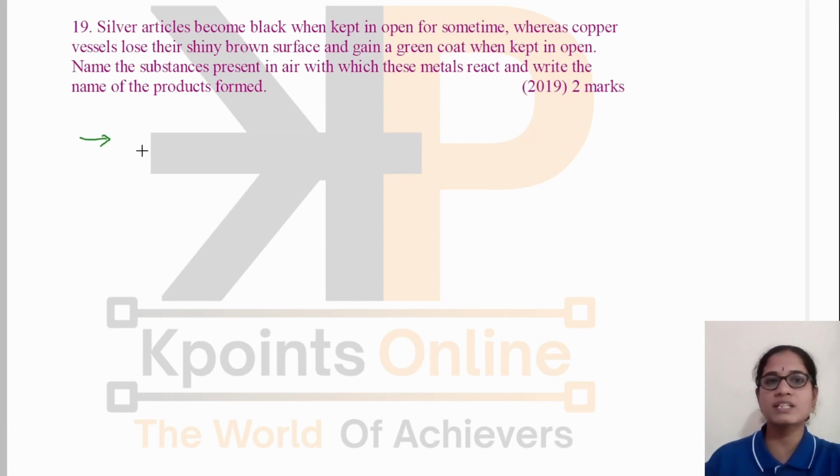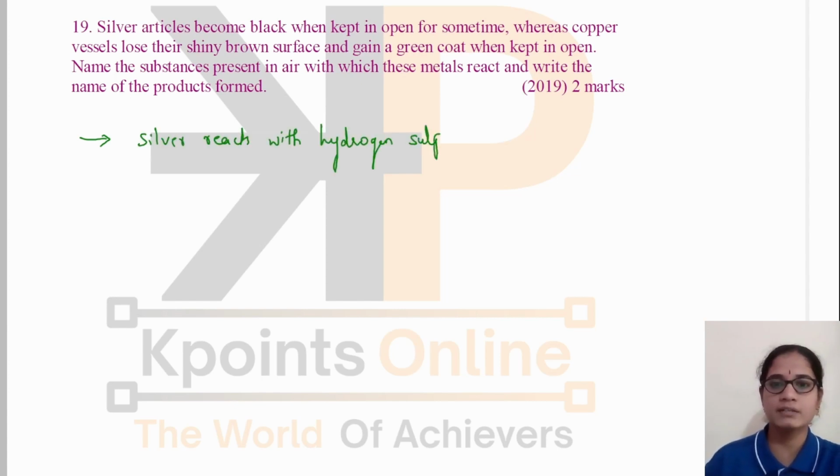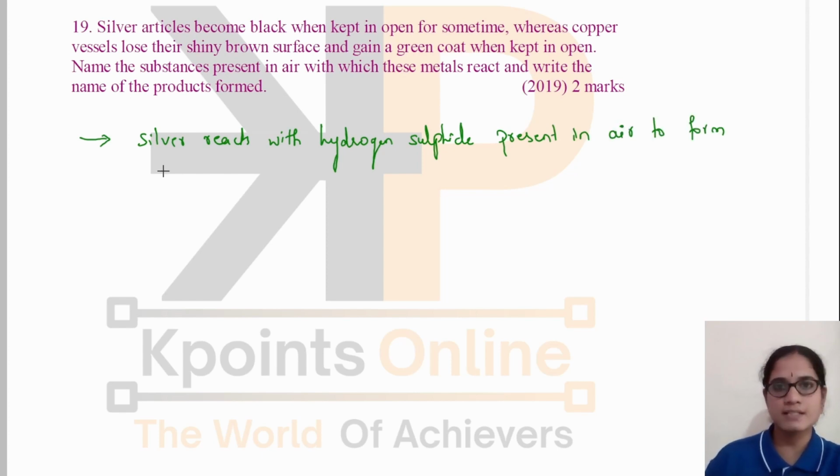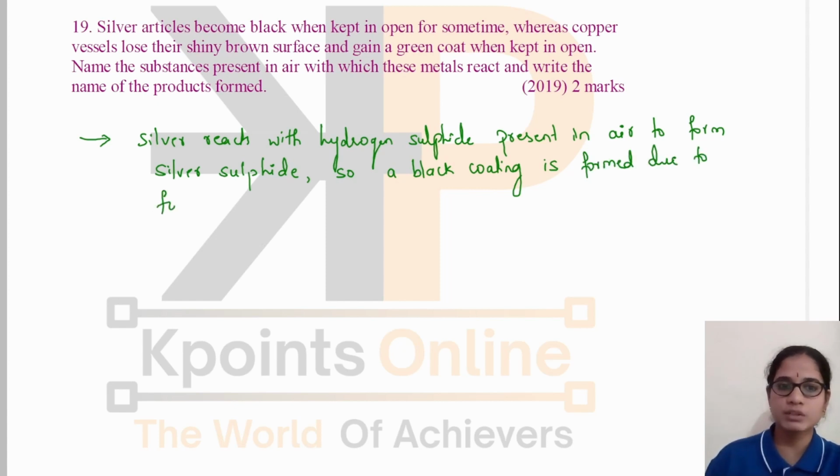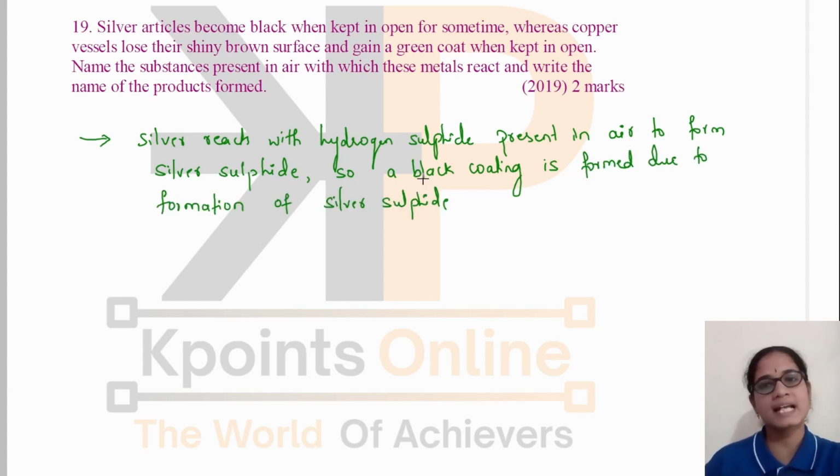What happens when silver is exposed to the open air for a long duration? It will react with hydrogen sulfide to form silver sulfide. That silver sulfide is responsible for the black coating on silver articles. Silver reacts with hydrogen sulfide present in air to form silver sulfide. So a black coating is formed due to the formation of silver sulfide. The black coating that you see on the silver article is of silver sulfide.